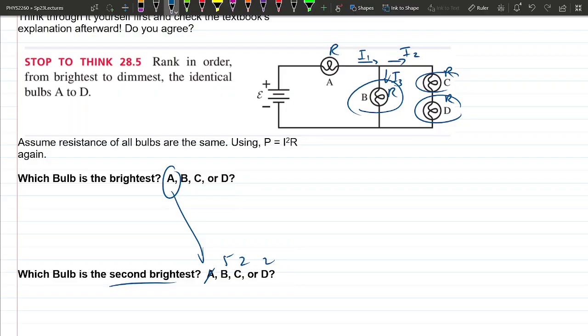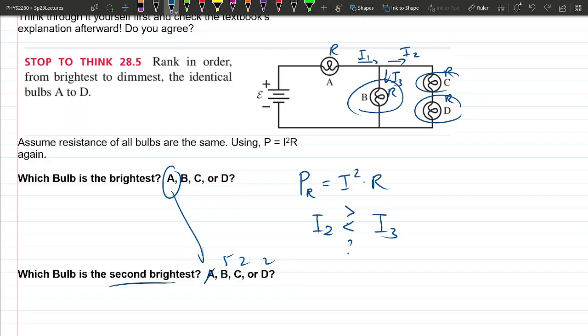Let's just work through the mathematics and see what happens. Remember that the power coming out of a light bulb is basically the current squared times the resistance. So which one is bigger, I2 or I3? We don't know yet. If I2 is bigger, then C and D will be brighter. If I3 is bigger, then light bulb B will be brighter, since light bulb B has one light bulb's resistance going through it.